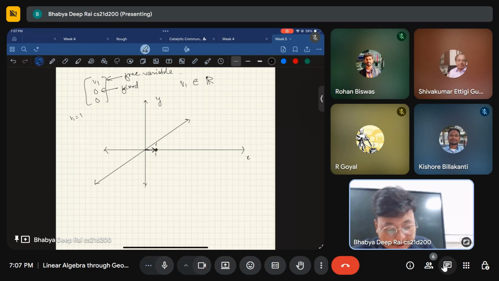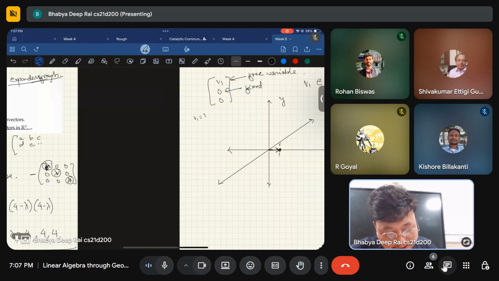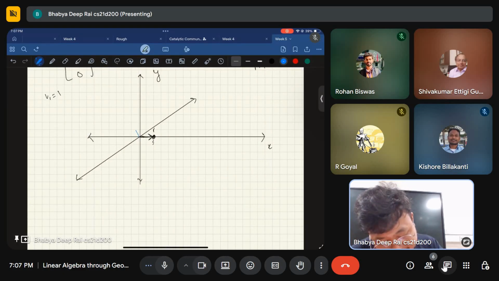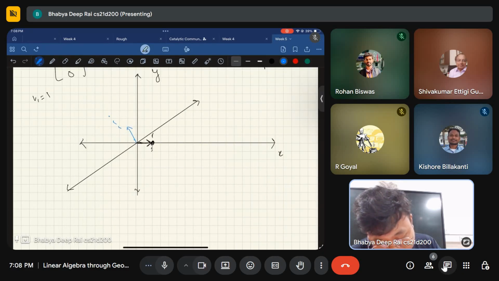So what does it mean? This is the third question: discuss the geometric interpretation. When I apply this matrix M to these vectors, it may get changed, let me represent it by dotted lines. It may get changed like this, may even go in an opposite direction, and be shortened, lengthened, whatever.